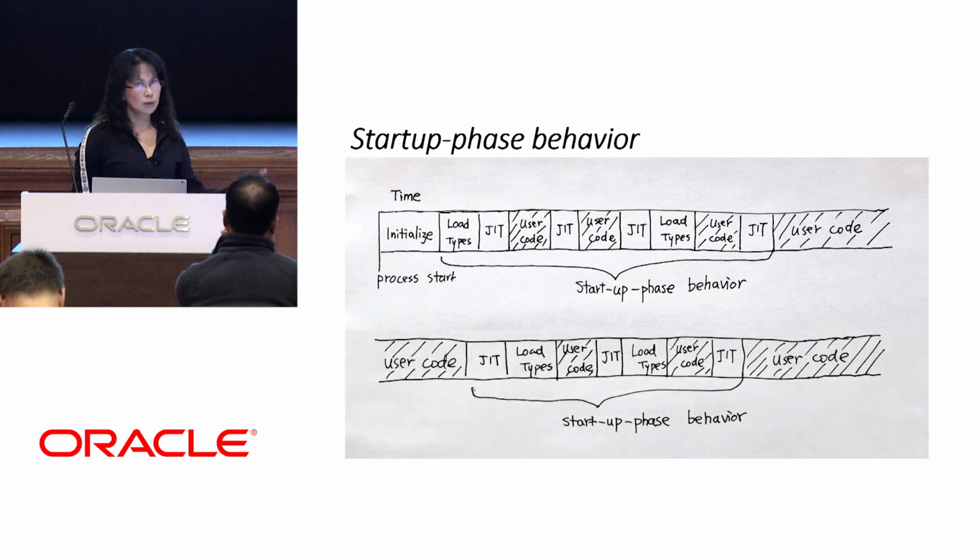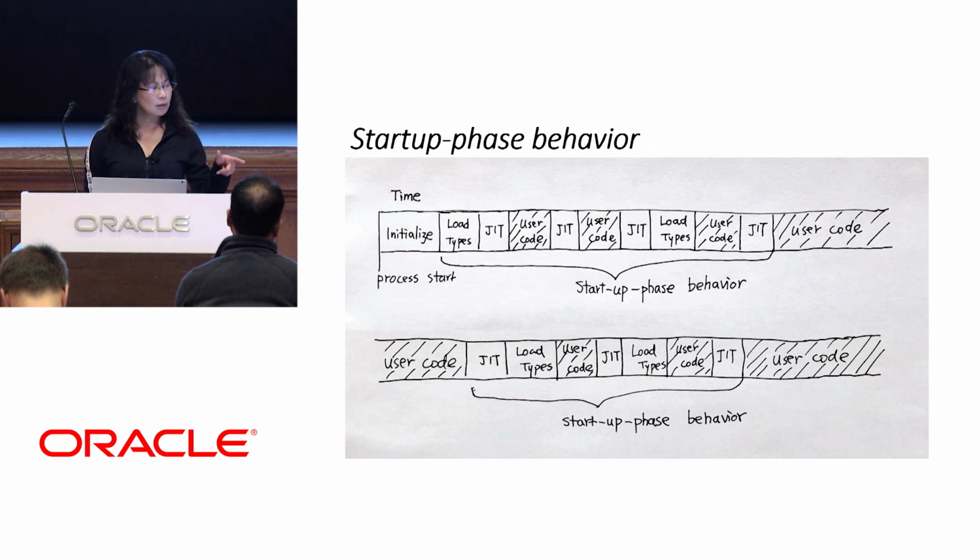You will execute your user code for a while, and then you will realize that many different workloads will have this behavior again. You will start to JIT again, you will start to load type again, you will run a teeny bit of user code, you JIT, you load type, user code, and after a certain while, you see a stable state. Many things fit into this kind of workload.